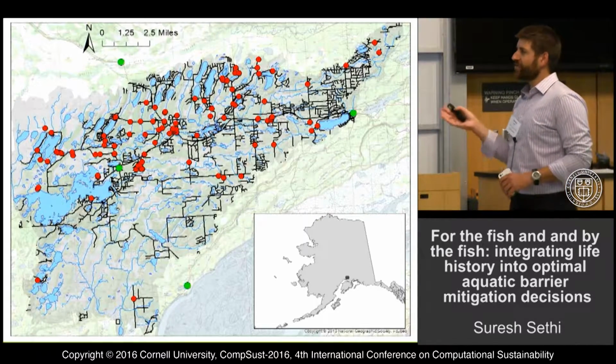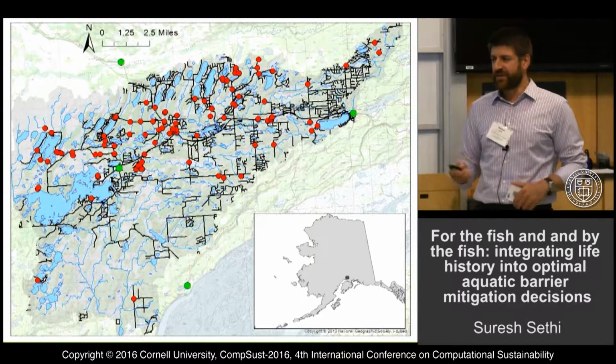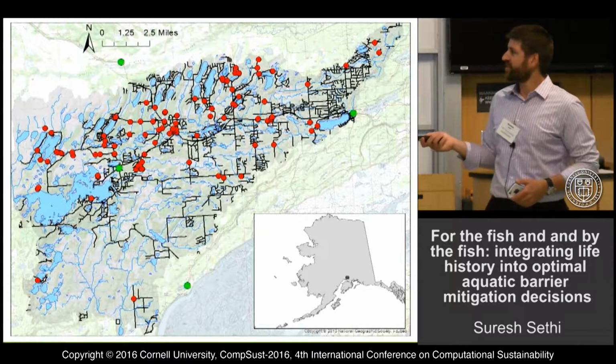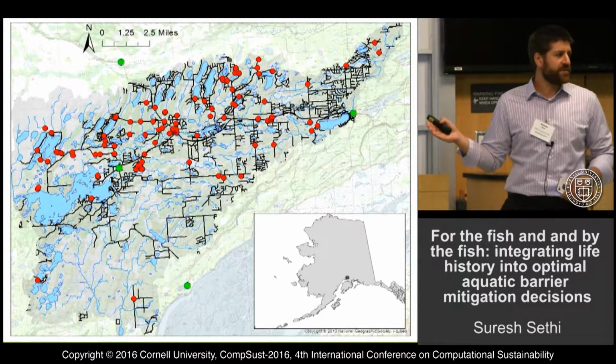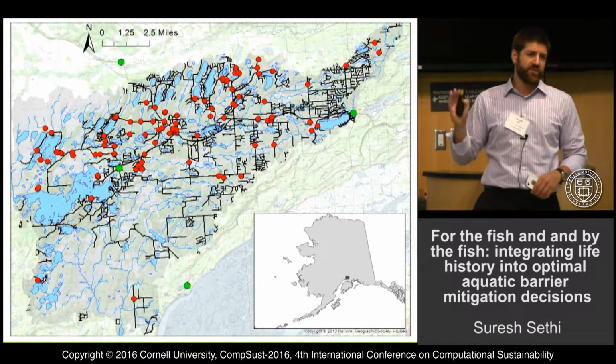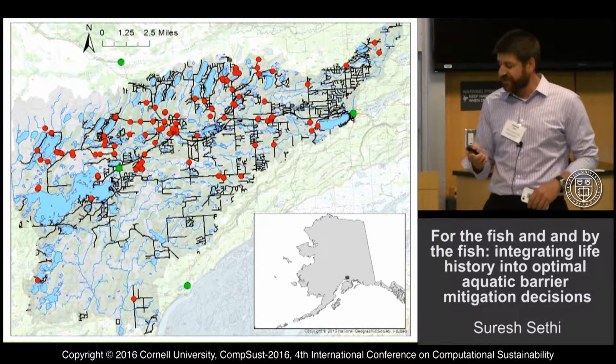At any rate, so why am I talking about fish passage in Alaska? It's supposed to be wide open, this untapped wilderness. Well, that's true in most places, but not everywhere. Here's the study system. This is the Big Lake watershed in one of the most populated areas of Alaska. The census district is growing 50% per decade since 1950. It's one of the fastest growing census districts in the nation.